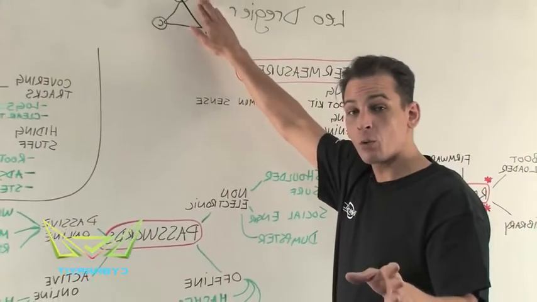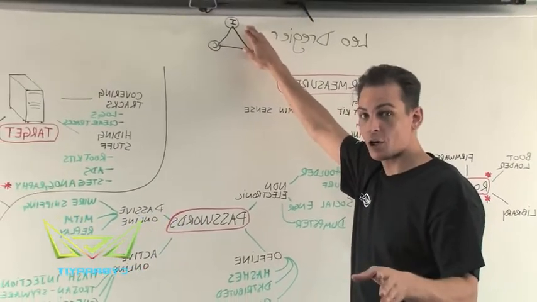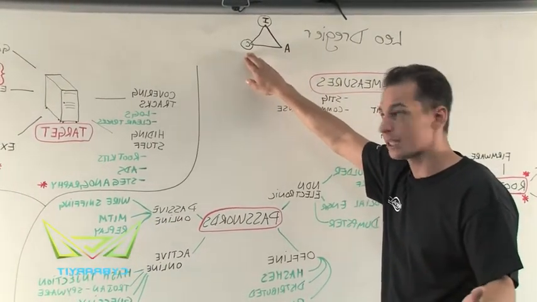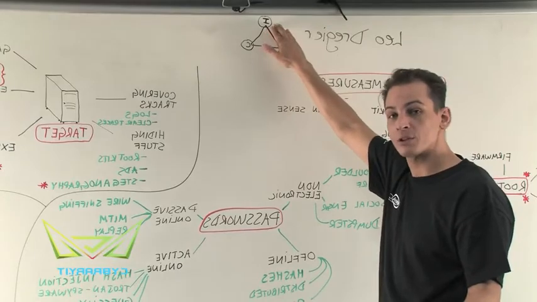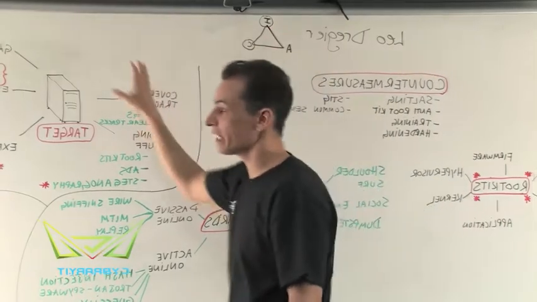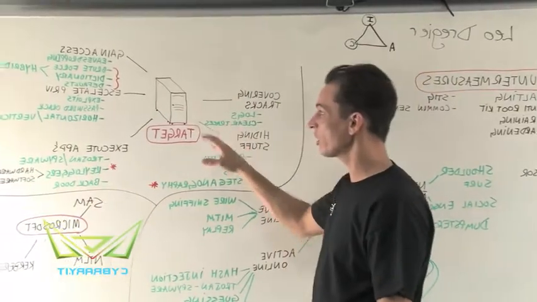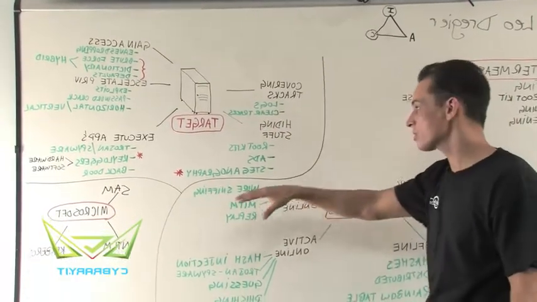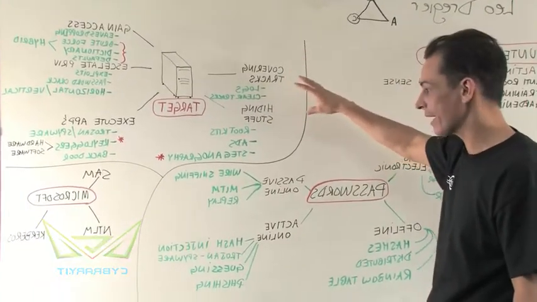We're at the first point where we can change the integrity of our targets. We're not only using disclosure, like what a password is, but we're also explaining the system in terms of integrity. There are plenty of things that we can go after on our target: gaining access, escalating privileges, executing applications, hiding stuff, and covering our tracks.